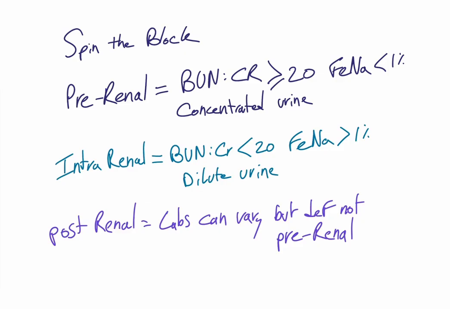So this may be confusing at first, but the more you see it, the more automatic it becomes. You have to remember, congestive heart failure, this is classic pre-renal. Kidneys reabsorb sodium, urea, and water. You'll have high BUN creatinine, low FeNA, and concentrated urine. For ATN, you'll have classic intrarenal. Tubules slough off. This results in low BUN creatinine ratio, high FeNA, dilute urine.